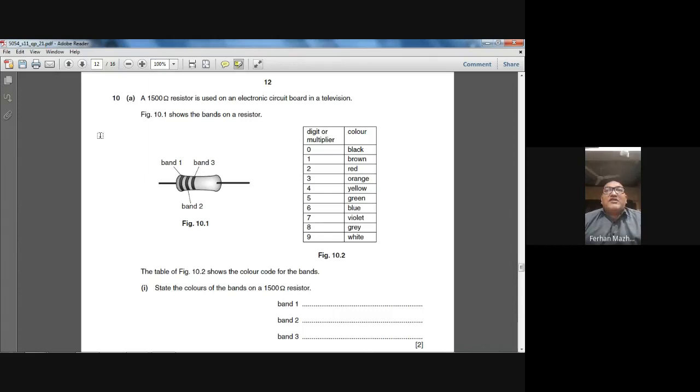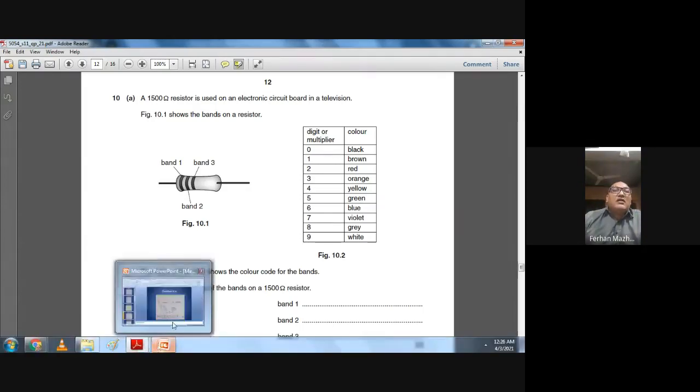So for 1, I will use brown color. For 5, I will use green color. And for 10 raised to power 2, for that 2, I will use red. Okay, so I've done this on paper. Let me show you my work.